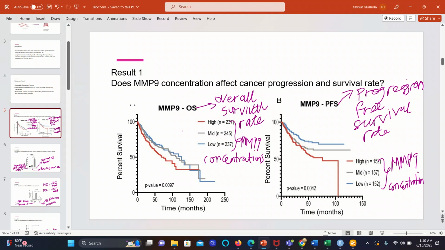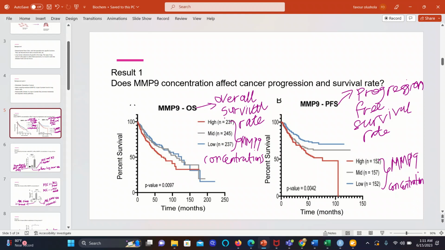So with lung cancer patients, we want to see, okay, when the MMP9 concentration is low, when it's medium, when it's high, what is its effect on the overall survival rates of that patient over time. So OS stands for overall survival rates. And then over here, we're looking at progression-free survival rates. So here we're just looking at overall survival rates in general.